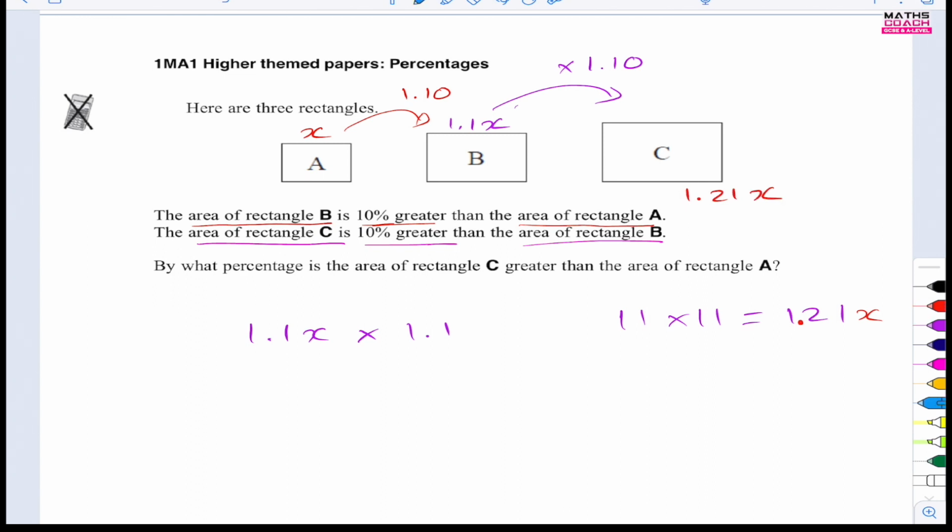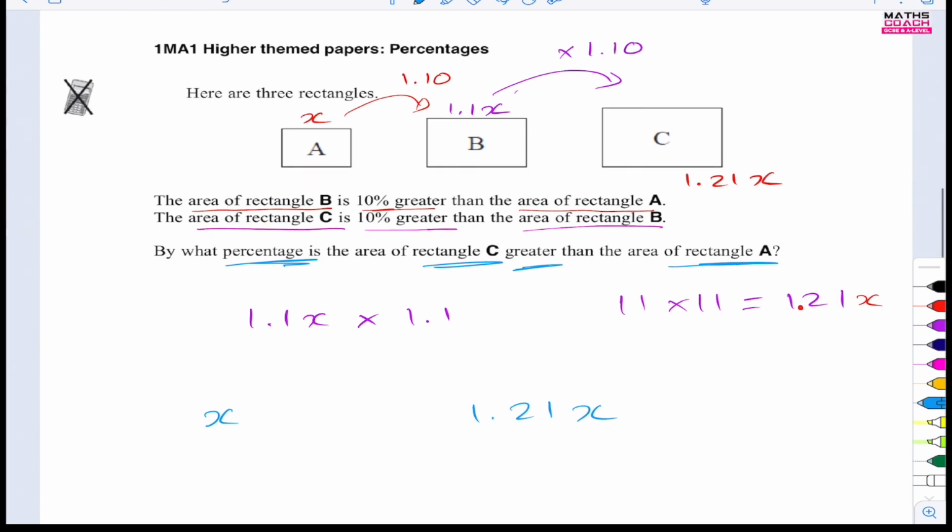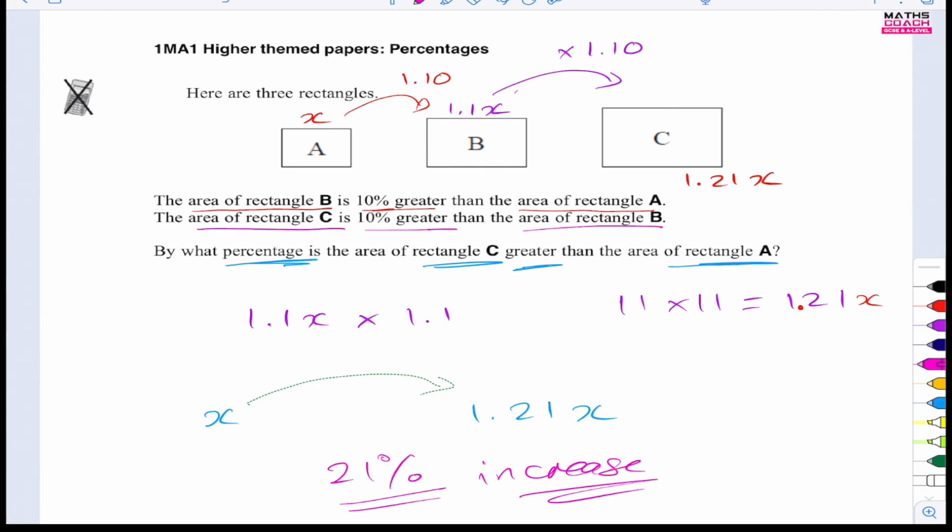But what does the question actually ask us to do? It asks us to find the percentage. By what percentage is the area of rectangle C greater than the area of rectangle A? So let's write down: the area of rectangle A is x, and the area of rectangle C is 1.21x. Now you can see that there is a jump of what percentage? You can just look at the percentage increase right there, it is 21%. So the jump is a 21% increase, and that answers the question.